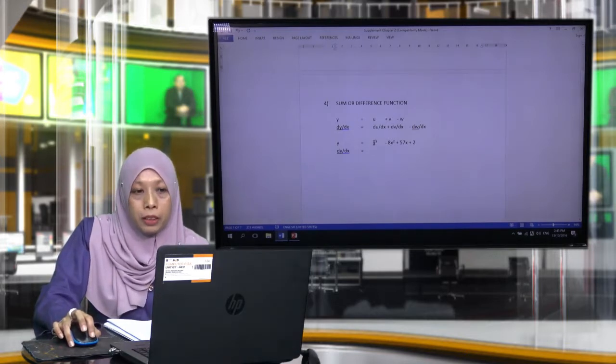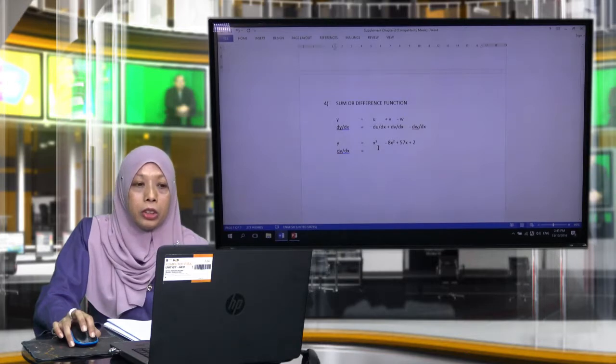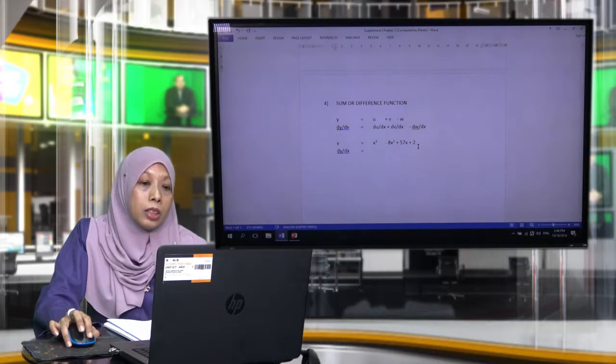So for example, for the first subfunction, you need to use the power function rule. The same goes with the second subfunction. As for the third subfunction, you need to use the line function rule. And the last component requires you to use the constant function rule.